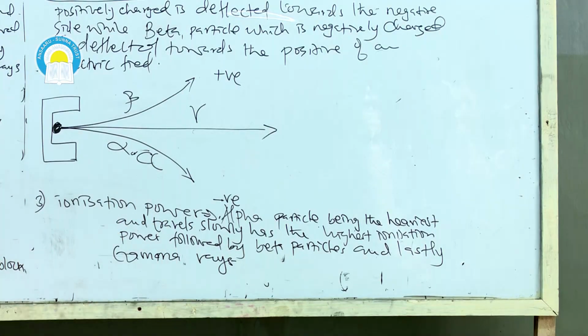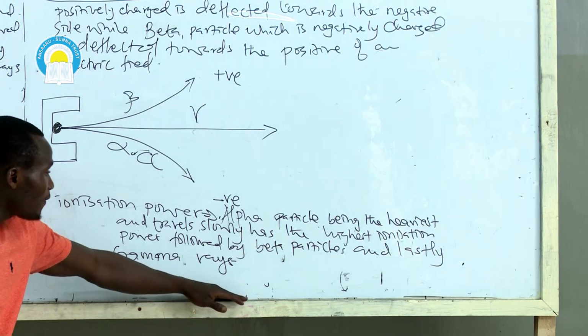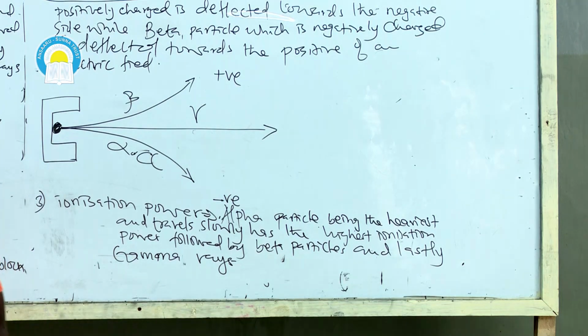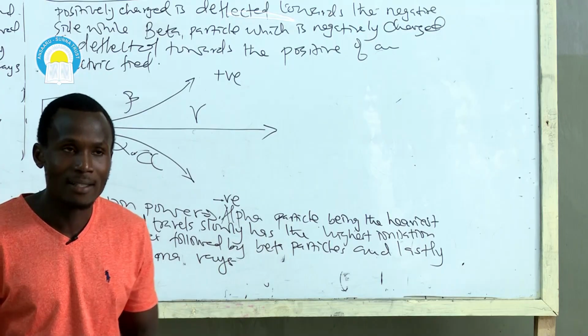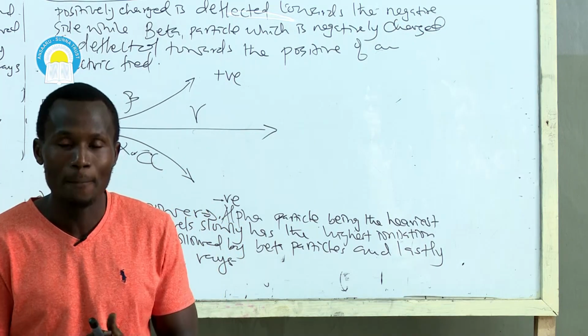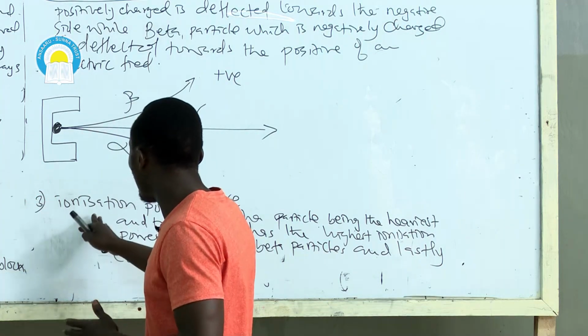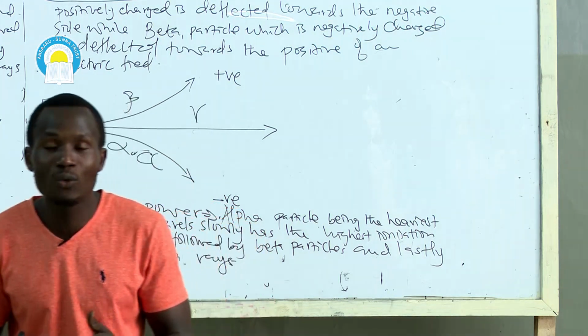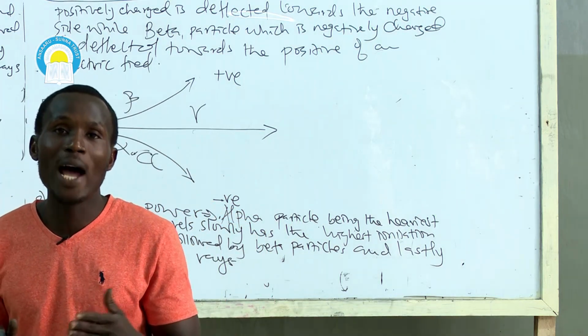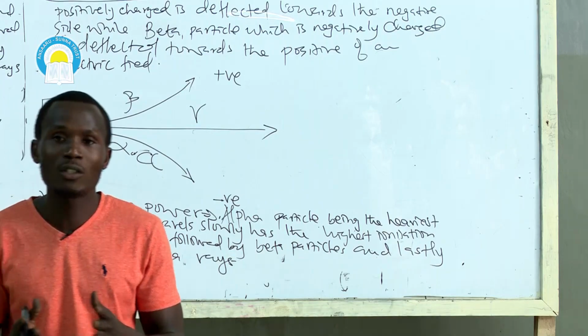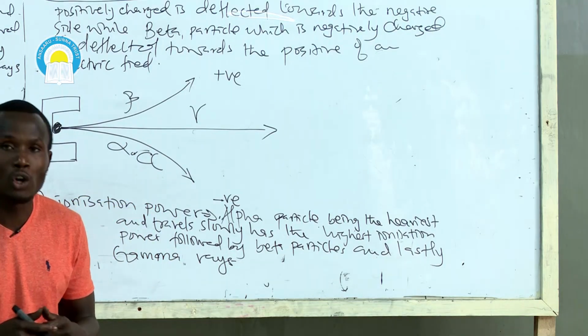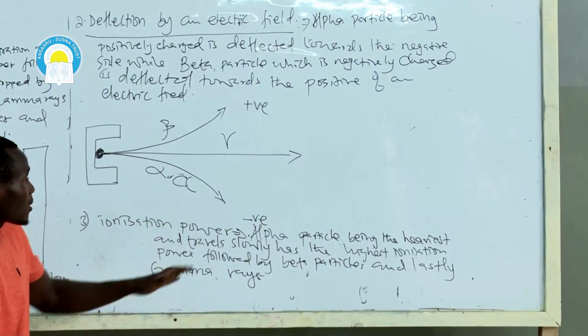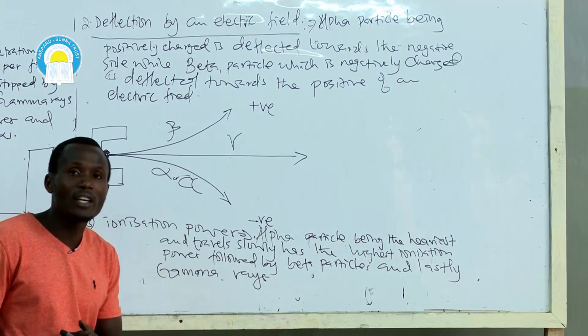So that is what we're going to have in terms of ionization, how they form ions as they are traveling in the air. Gamma rays, being the lightest and traveling very fast in the air, will take less time to ionize since the speed is very high. And the alpha particle, which is the heaviest and travels very slowly, will give more ions as it travels. And that marks the first lesson of radioactivity.